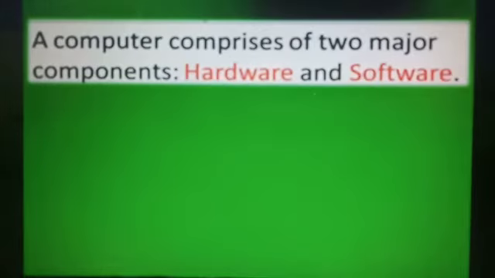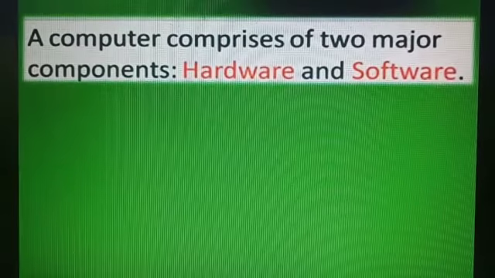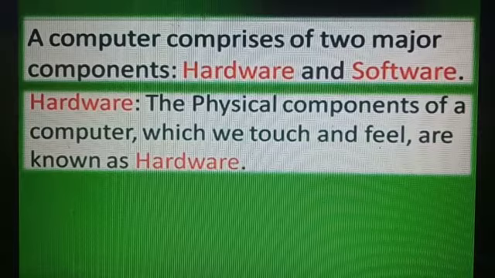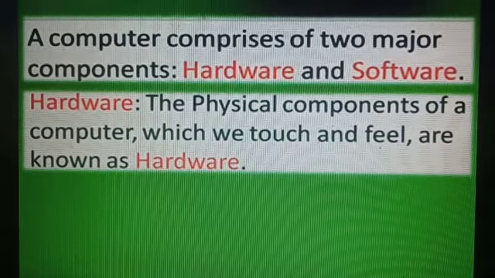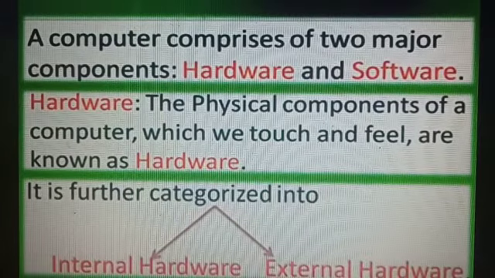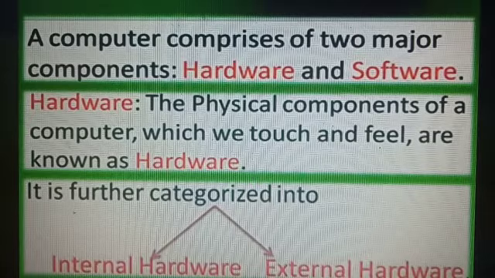A computer is comprised of two major components. What are they? Hardware and software. Hardware: the physical components of a computer which we touch and feel are known as hardware. It is further categorized into two. What are they? Internal hardware and external hardware.